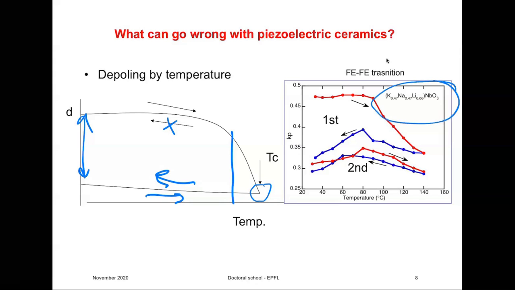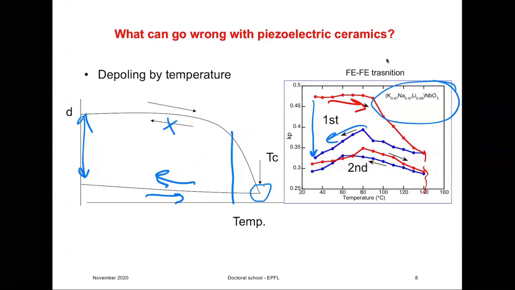Now, here is an example of KNLN, so potassium, sodium, lithium niobate, one of these materials that are candidates to replace PZT, at least in some applications. So we start here. That's our first cycle. We come to some temperature. TC here is very high, 400 degrees or so. And then we go back. And you see that here we are plotting the coupling coefficient, which has dropped significantly. And then in the next cycles, it remains more or less constant. It doesn't depole any longer, at least not much.